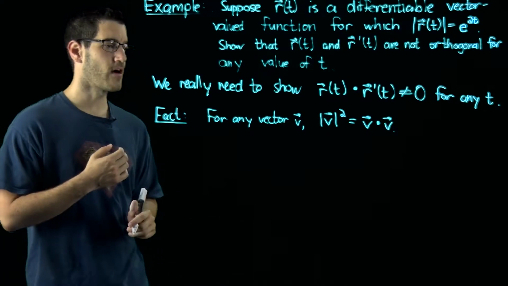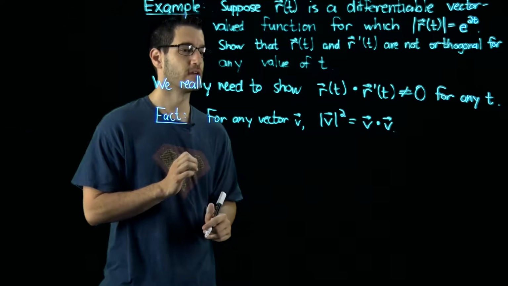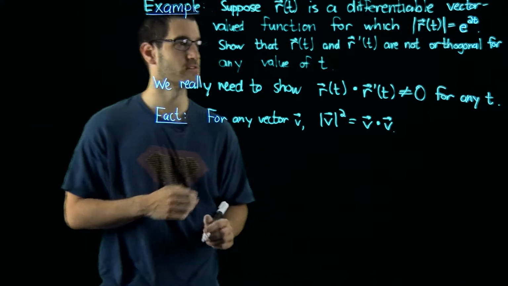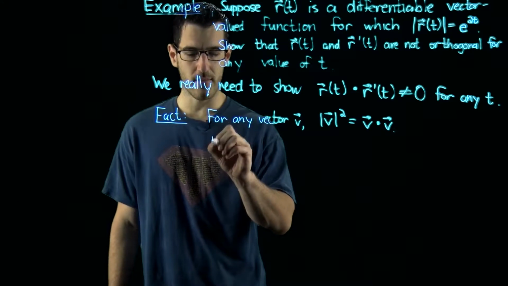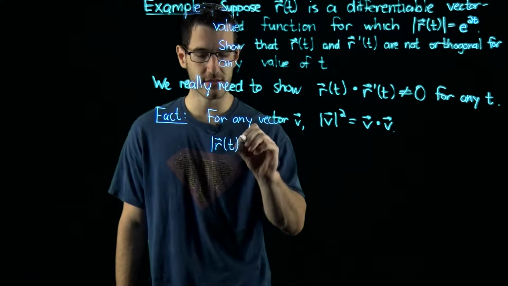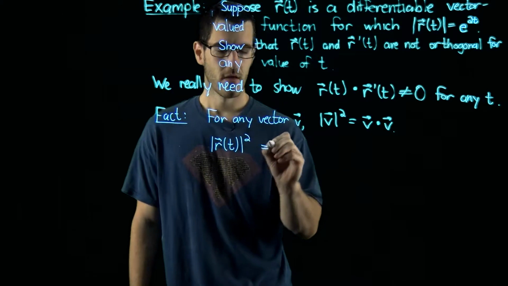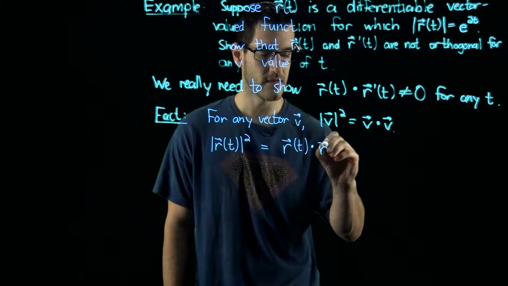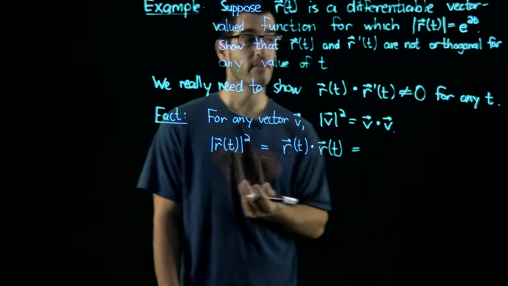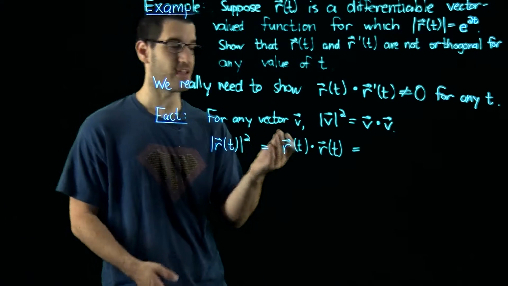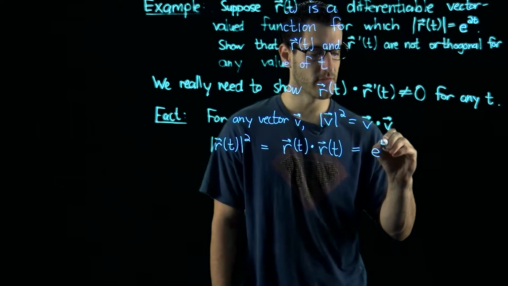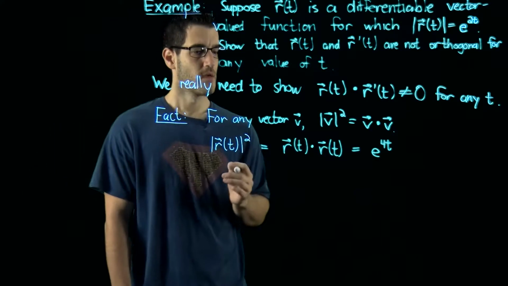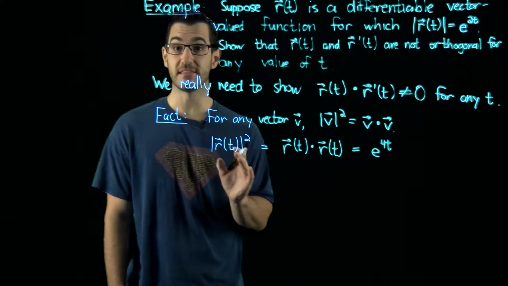Okay, so hopefully you're now comfortable with this fact, and now we can actually use this fact. One great choice for a vector v here is this vector valued function r of t that we were starting with. So the nice thing here, we can say that the magnitude of r of t squared, on one hand, it's just r of t dot r of t. On the other hand, we know what the magnitude is. It's e to the 2t. So the magnitude squared will be e to the 2t times e to the 2t, which is e to the 4t.